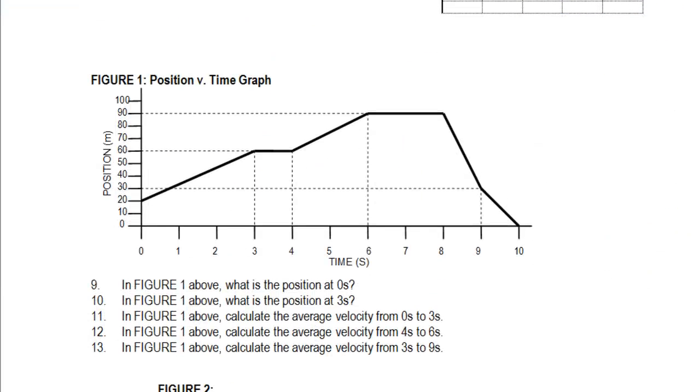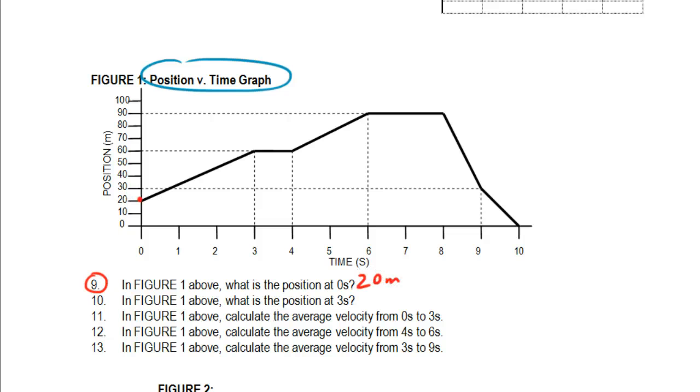Now that's qualitative and quantitative, actually. Here's this one where you actually have to do some calculations. Let's remember a couple things here. This is a position versus time graph. Remember, our slope is going to be our velocity. So let's look at this first. What is the position at 0 seconds? Let's do number 9. The position at 0 seconds is 20. At 0 seconds, I'm at 20 meters.